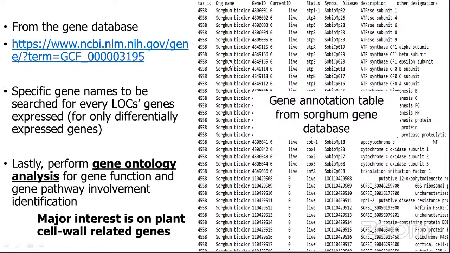once I obtain the genes that are differentially expressed, I can search for the gene names from the sorghum gene database. And once I obtain those genes, I believe I should be able to perform my gene ontology analysis and try to identify those genes that are strongly related to the cell wall, that participate in cell wall regulation.